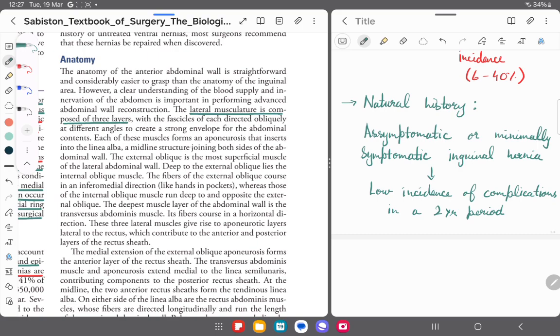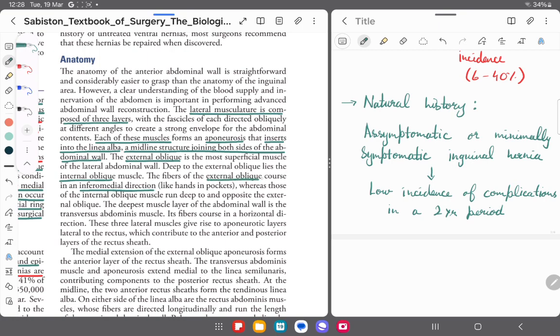Each of these muscles forms an aponeurosis that inserts into the linea alba. So there is an aponeurosis formed by each of these muscles and that inserts into the linea alba, a midline structure joining both sides of the abdominal wall. What is linea alba? Linea alba is a midline structure joining both sides of the abdominal wall. The external oblique is the most superficial muscle of the lateral abdominal wall. Deep to the external oblique lies the internal oblique, and the fibers of the external oblique course in an inferomedial direction.